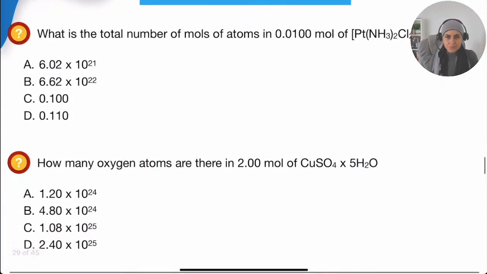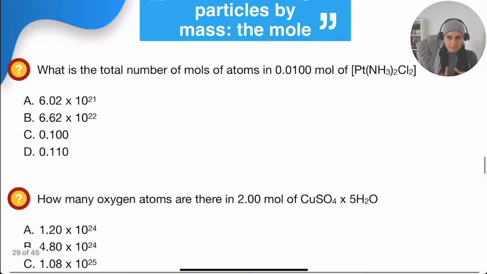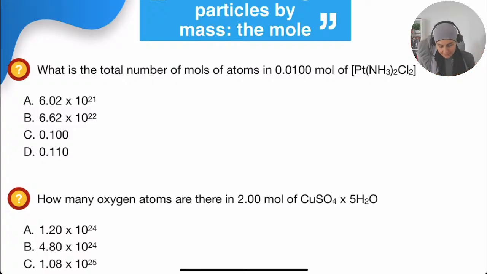Now this one, what is the total number of moles of atoms in 0.01 mole of that? So they ask for the moles of atoms. So I know it's not A, it's not B. If they ask for moles of atoms, that would be a small number. Okay, so how many atoms do I have in that formula? Because that's what they ask.